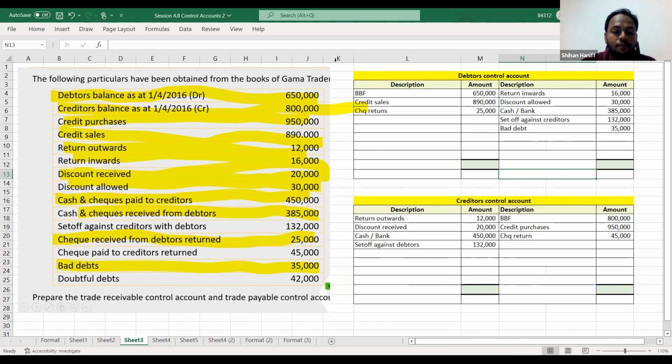The double entry for doubtful debt is doubtful debt account debit, provision for doubtful debt account credit. So it won't come to the debtor's control account. So remember, only bad debt will come. Doubtful debt won't come to the debtor's control account. And if you calculate the closing balance now, how much is the closing balance?